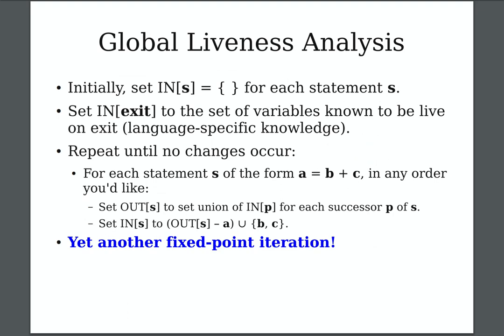So you can look in the Dragon book, this is kind of a more formal treatment of this global variable analysis. You have some initial value for your sets of input values. You've got your initial value for the entire analysis. And then you repeat this algorithm until no changes occur. So for each statement, or you might say each basic block of this form, set the output to be the union of the input values for each successor block.